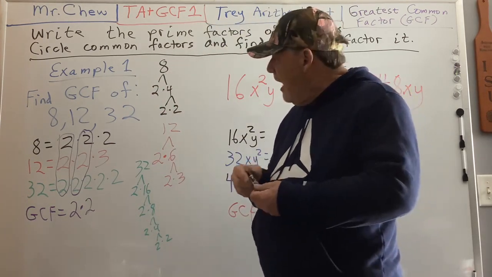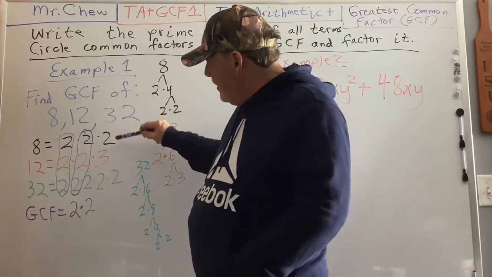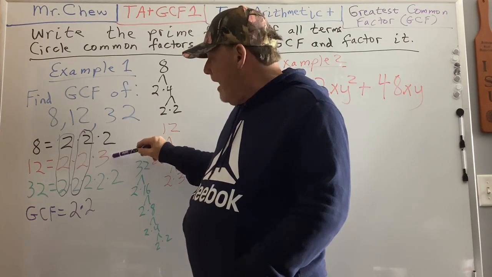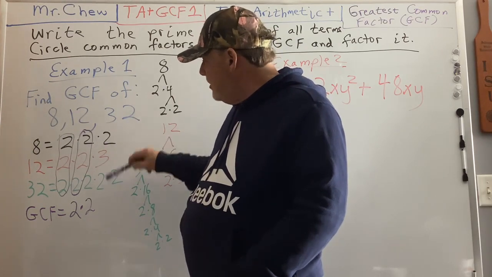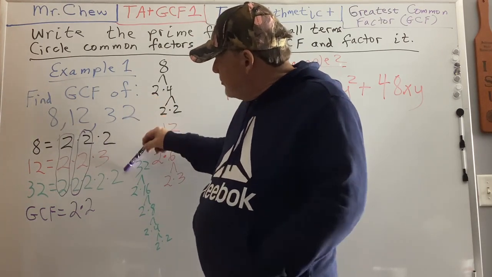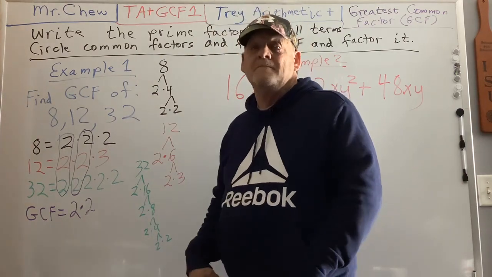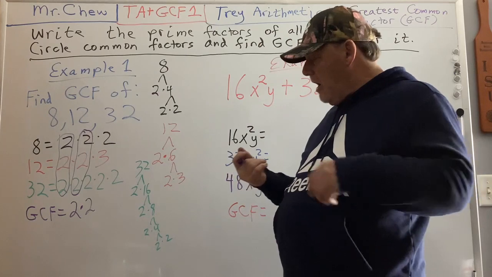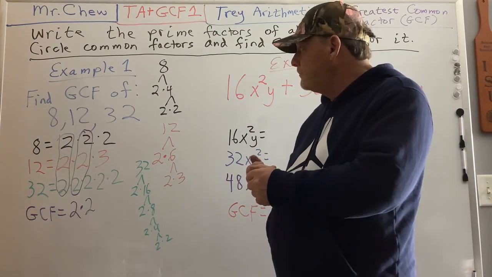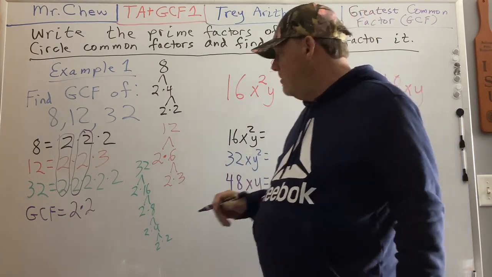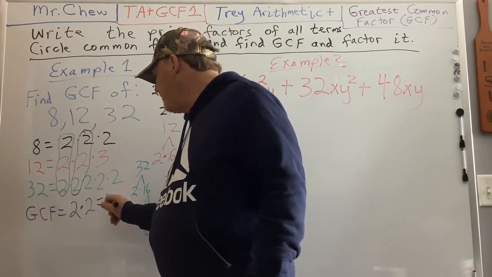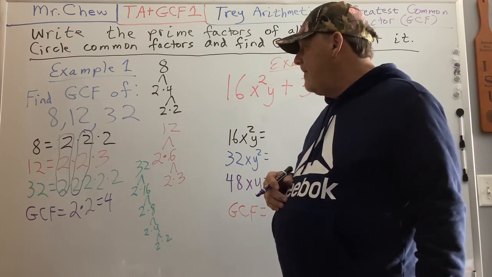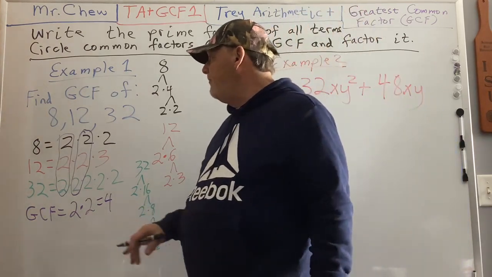Now, I can't circle this 2 because there's no longer a 2 here. I can't circle the 3 because there's not a 3 in either one. And it doesn't matter that there's a 2 in 2 of the 3 for it to be a GCF. All right, so now I multiply. 2 times 2 is 4. And then that is the GCF.